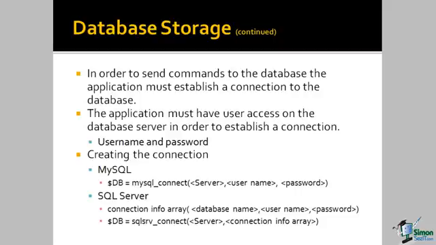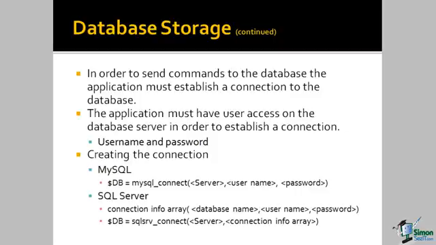But before we can send commands to the database, we have to somehow connect and authenticate ourselves with the database. So the first step is that the application must have a user account on the database so that it can establish that connection. A user account is simply just a username and a password on the database server itself. Once we have that and we know the server that we want to connect to, creating the connection is as simple as executing a function call.